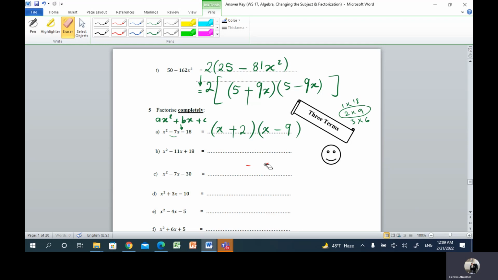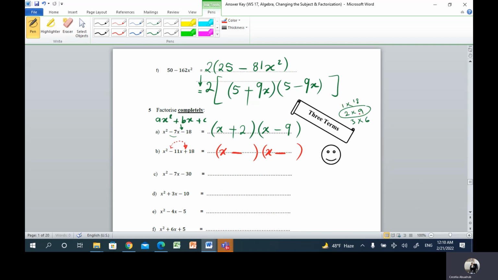Okay, let's go to the next one. So x squared minus 11x plus 18. It is written as ax squared plus bx plus c. Open 2 brackets. If c is positive, then it's telling me go to the middle term and take the sign of the middle term for both brackets. X squared is x and x. 18, just like we explained, 1 times 18 is 18.